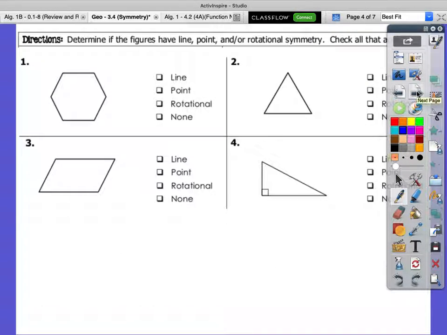Let's go ahead and try this out here. I want you guys on number one to check what symmetries you think the hexagon has here. I want you to do that on your paper right now, please. Take the hexagon, and check what you guys think that has.